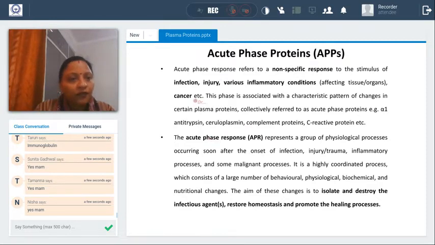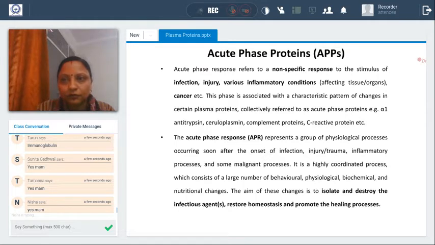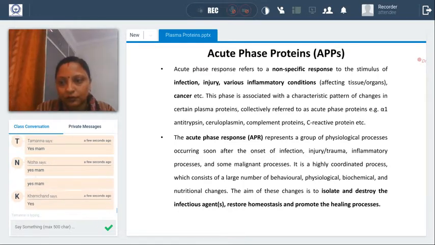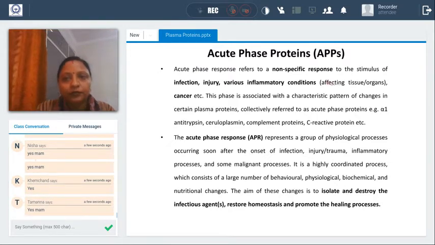So, have you understood about the acute phase proteins and acute phase response? Please write in the box. Ram Sarup, Vivek, okay.